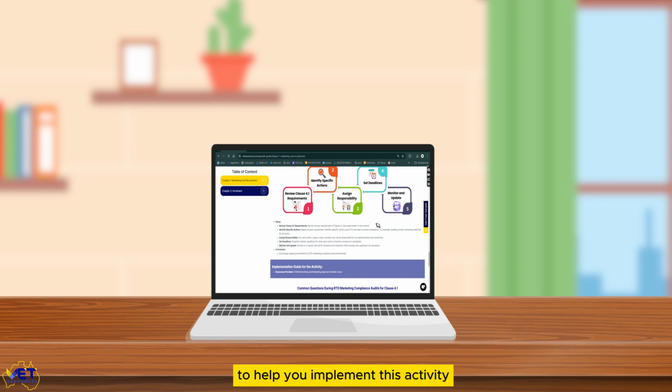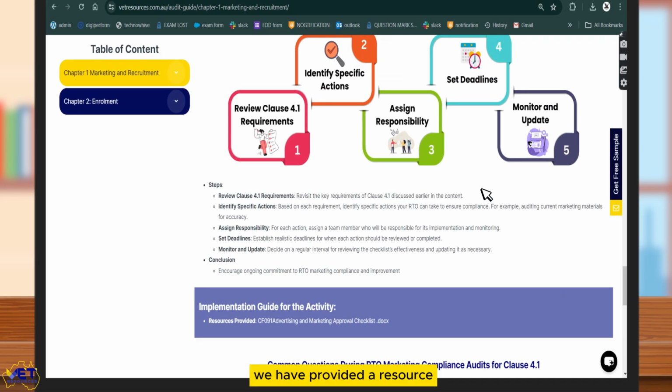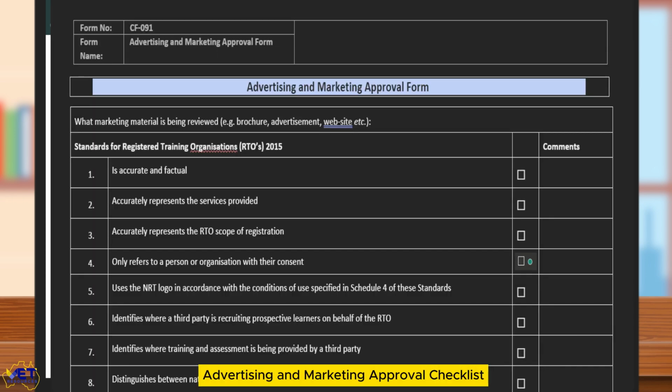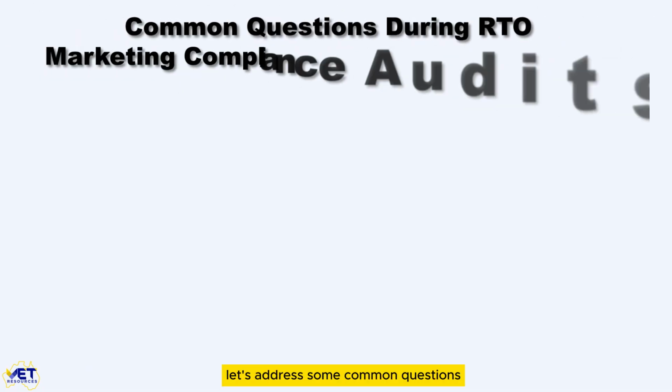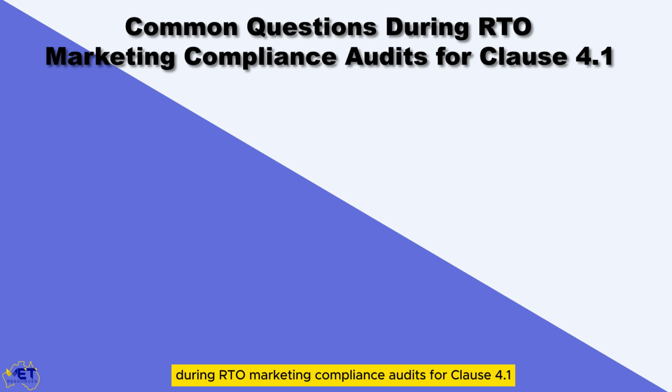To help you implement this activity, we have provided a resource, the CF091 Advertising and Marketing Approval Checklist. Use this document to guide your RTO's compliance efforts. Let's address some common questions during RTO marketing compliance audits for Clause 4.1.